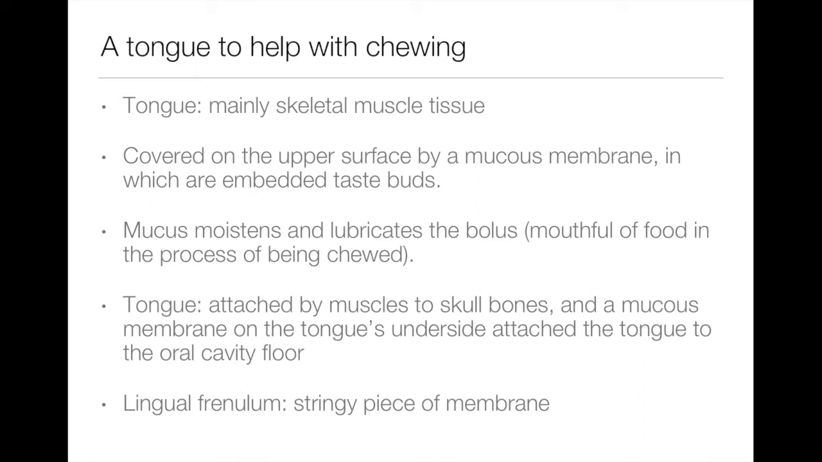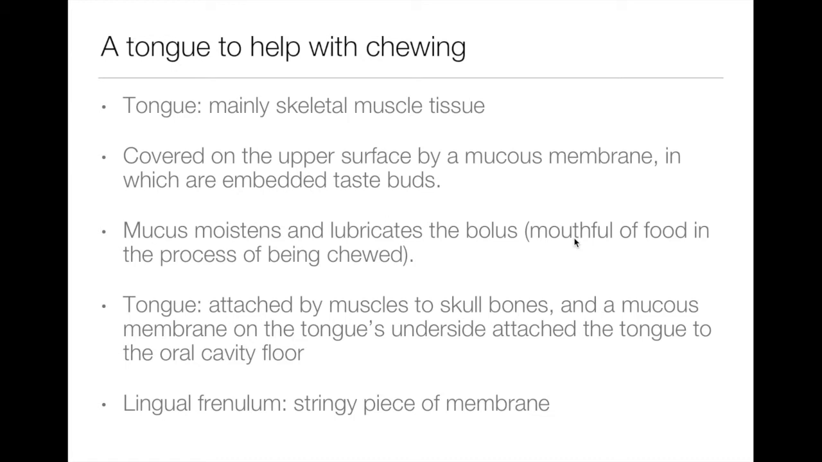Now, the tongue muscles move the food around your mouth to assist chewing. The mucus moistens and lubricates the bolus. What is the bolus? It is little pieces of food like balls. They are chewed and mixed with saliva, and before you swallow, what you're going to swallow are these little balls of food. This is called the bolus. It's a mouthful of food in the process of being chewed.